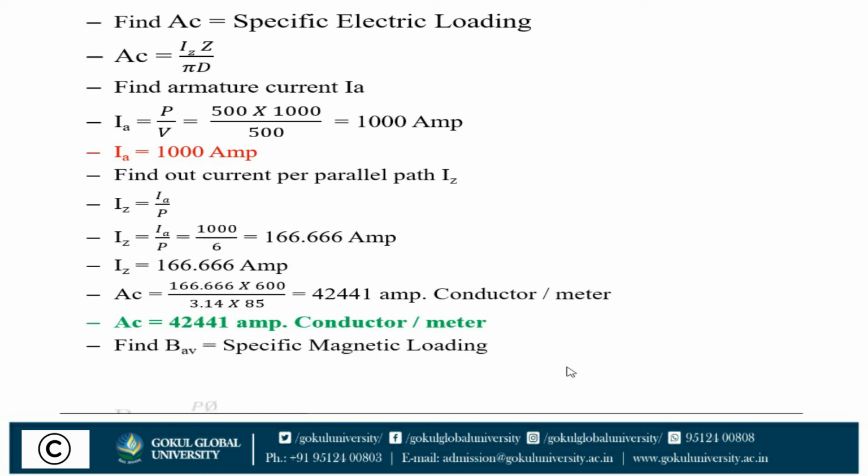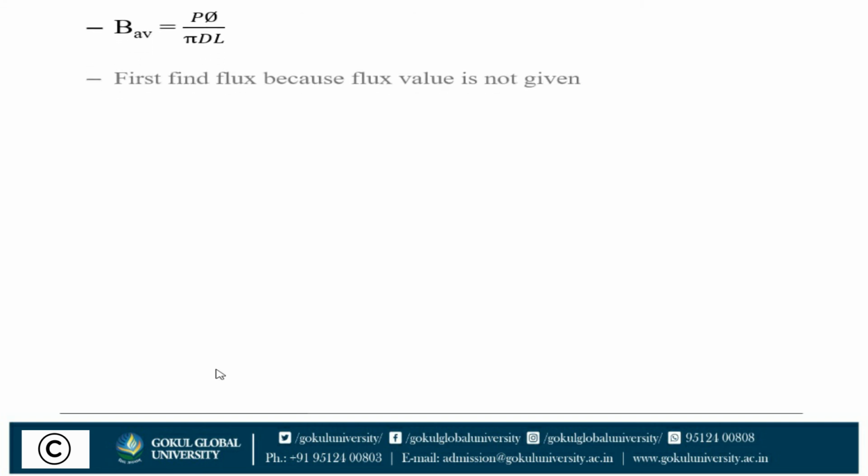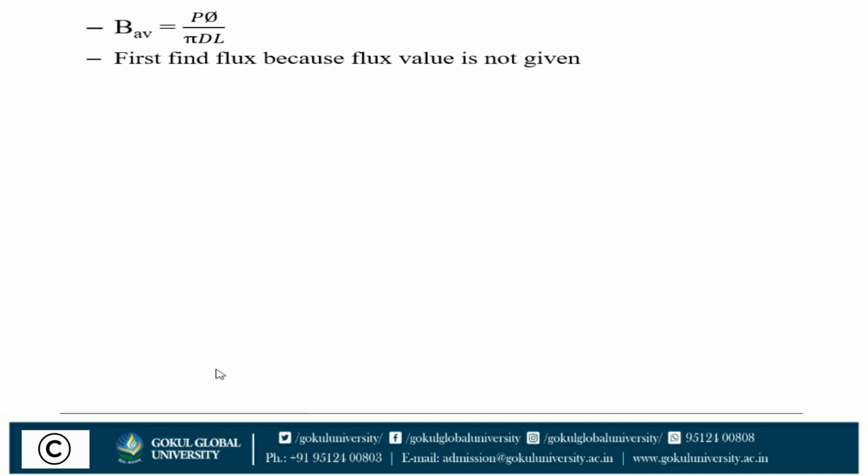Now next, specific magnetic loading. So what is the equation of specific magnetic loading? Bav is equal to phi times P divided by pi D L. Which data is given? P is given, pi is given, D is given, L is given, but phi is not given. So how to calculate the flux? Phi equals flux. So first find the flux because the flux value is not given. Using the EMF equation we calculate the flux.